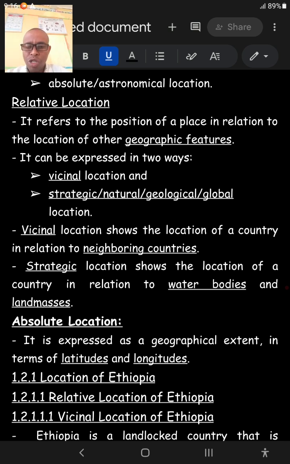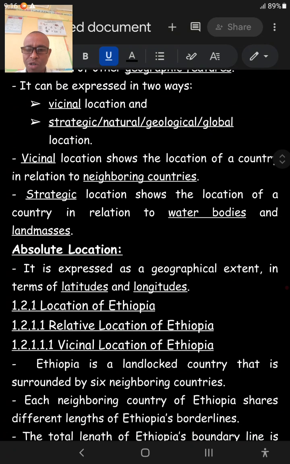Vicinal location shows the location of a country in relation to neighboring countries. Look, this is specific. The location of a country in relation to neighboring countries. Example, Ethiopia is found south of Eritrea. Ethiopia is found west of Djibouti. Ethiopia is found north of Kenya, like that. This is what you call vicinal location.